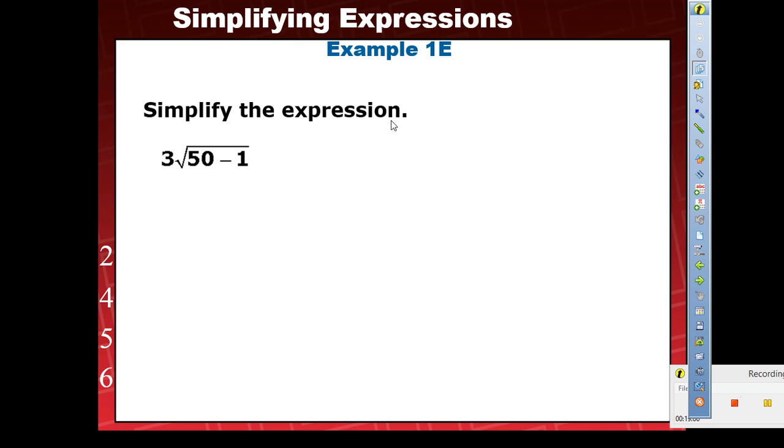Example 1E. Simplify the expression 3 times square root of 50 minus 1. Let's see. I'll give you guys some time for that one. I'll give you 30 seconds. How about that? Copy that and go.